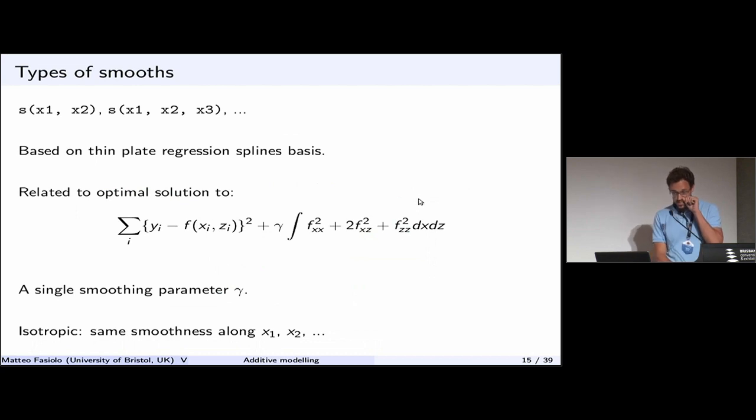Then, of course, we can generalize to multiple dimensions. So this is the default constructor you use in MGCV to get a smooth in 1, 2, or any number of dimensions. If you use this, the basis you will be using is the thin plate regression spline basis. This is related to the optimal solution to this problem, where again you minimize a sum of squares, but now over a bidimensional or multidimensional function. And then your penalty is related to the integrated curvature.